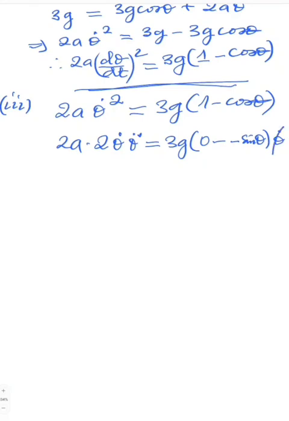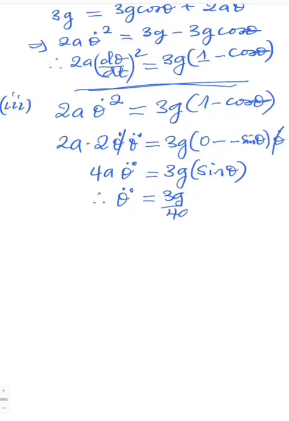Now when you look at both sides, theta dot will cancel, and then we have 4a theta dot dot equals 3g into 0 minus sine theta gives sine theta. And so finally we have that theta dot dot, the angular acceleration, should be equal to 3g all over 4a times sine theta. So from this expression of the angular acceleration, it is clear that 3g over 4a is a constant. So sine theta is what will be determining the value of the angular acceleration theta dot dot as the rod is rotating. The question has asked us to find the maximum value of that angular acceleration.